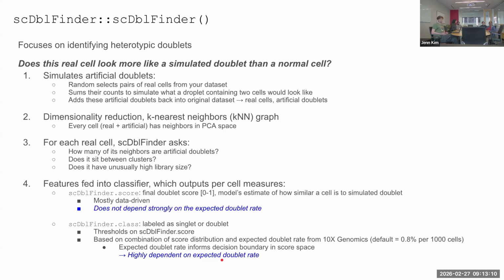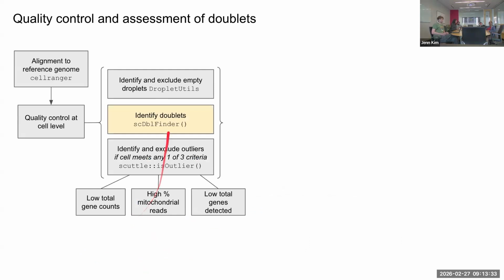So in our approach, we use both the scDblFinder score as well as these class labels in further downstream analyses to investigate the data, to then make decisions and eliminate doublets based off of our data rather than fully relying on the class label alone. Just as a reminder, we're excluding empty droplets and outliers, but keeping the doublets moving forward.